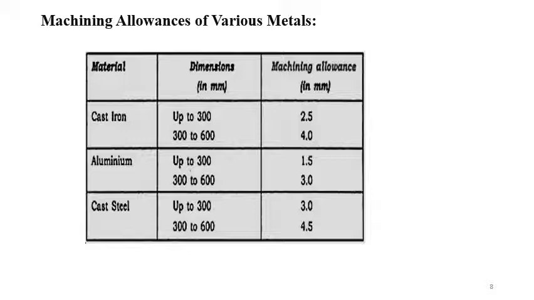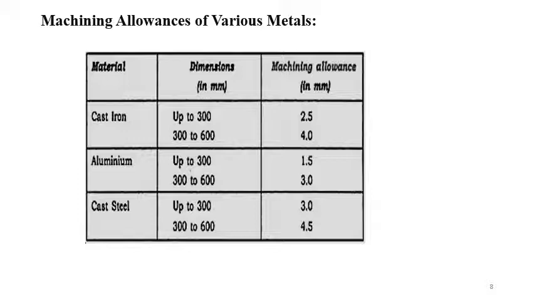Here, for dimensions of component size there are two categories, 0 to 300 and 300 to 600 mm. For cast iron, the machining allowance for 0 to 300 is 2.5. If the cast part's dimensions are more than 300 to 600, the machining allowance is 4. For aluminum, 0 to 300 is 1.5 and 300 to 600 the machining allowance is 3. Suppose you take cast steel: for 0 to 300 dimensions of the cast part, the machining allowance is 3 mm, and for 300 to 600 it is 4.5.